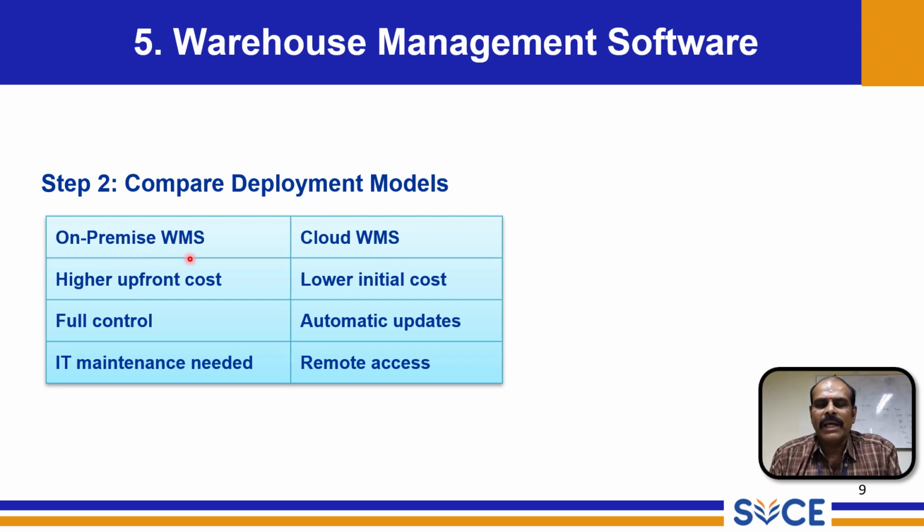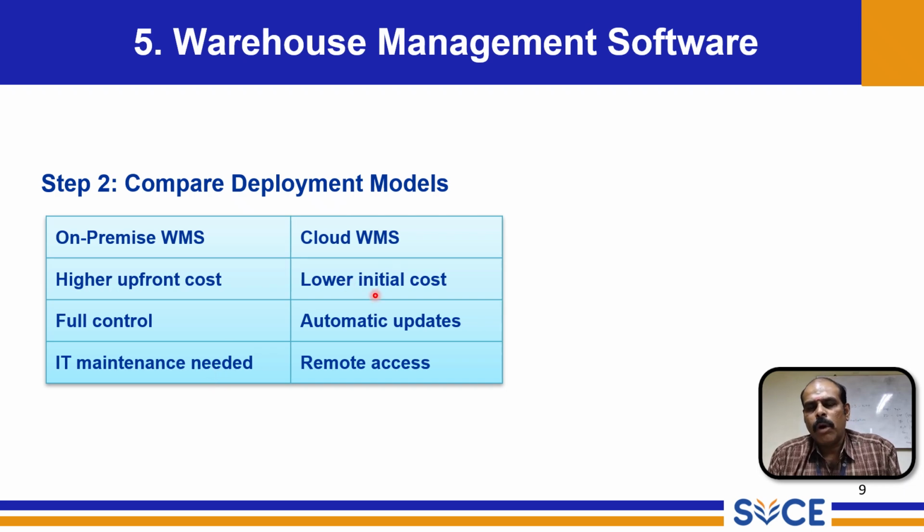So the traits of on-premise software are like this: higher upfront cost, yes, we need to have a server. Then full control is with us, not with some third party, so data is going to be with us. IT maintenance is needed. We need to have a separate IT department or some center for technical support in this regard.